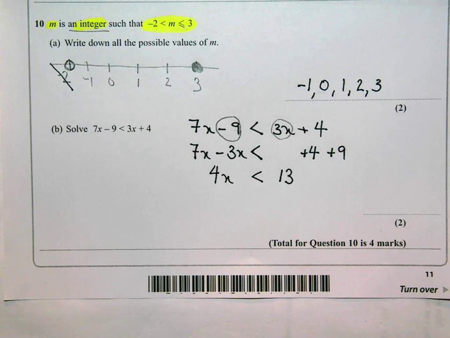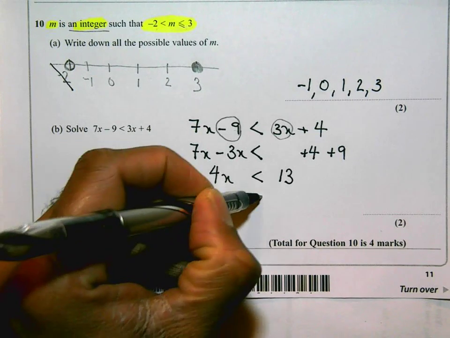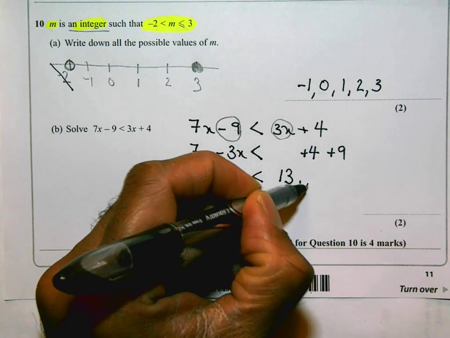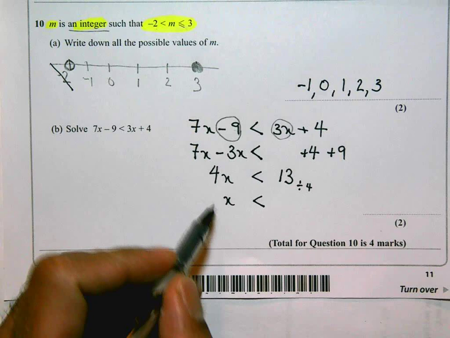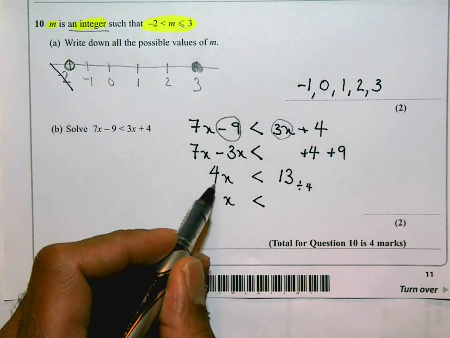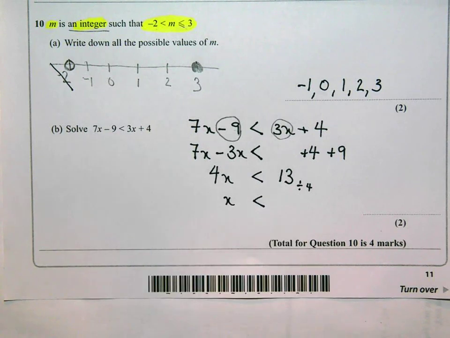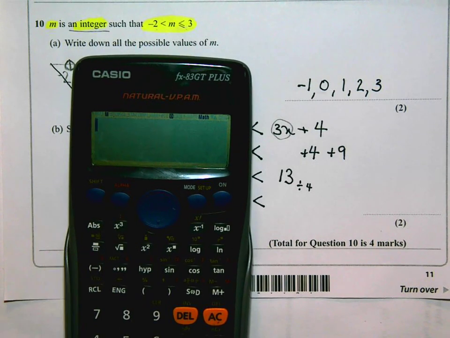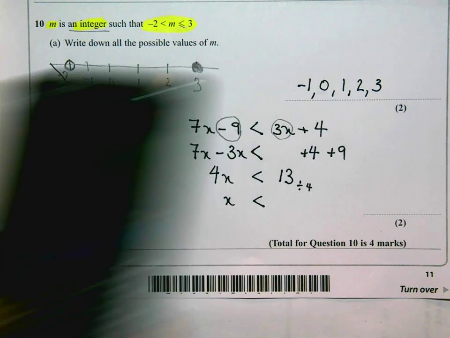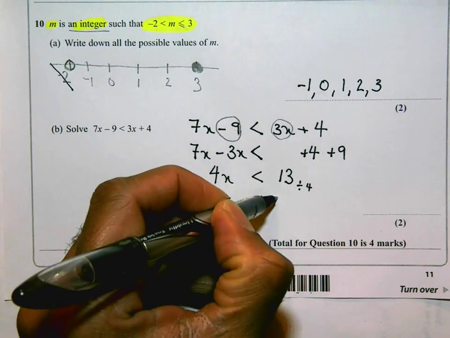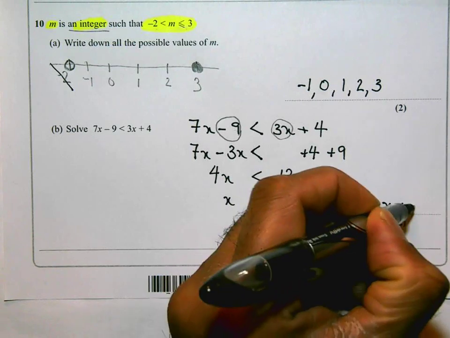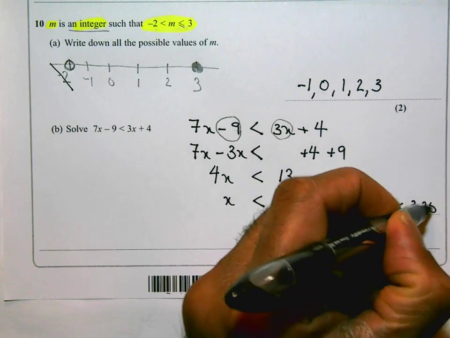Now in order to work out what x is, I need to divide by 4. The opposite of timesing by 4, 4x means 4 times x, is dividing by 4, so I need to do 13 divided by 4. So 13 divided by 4 is equal to 3.25. So x is less than 3.25. I'm going to put this in the answer space. X is less than 3.25, and there is 2 marks.